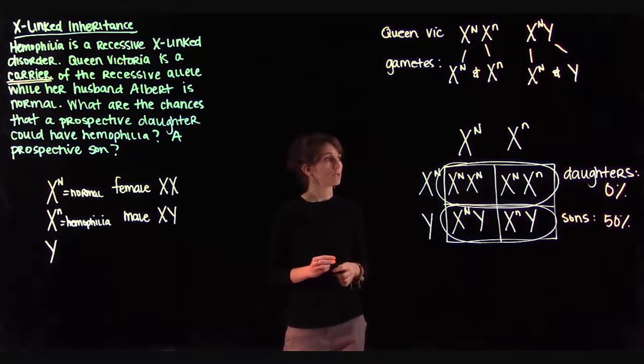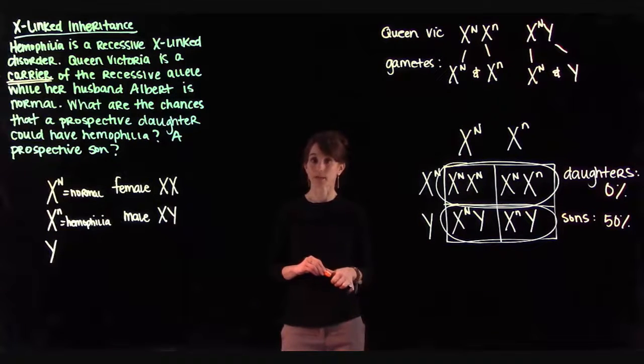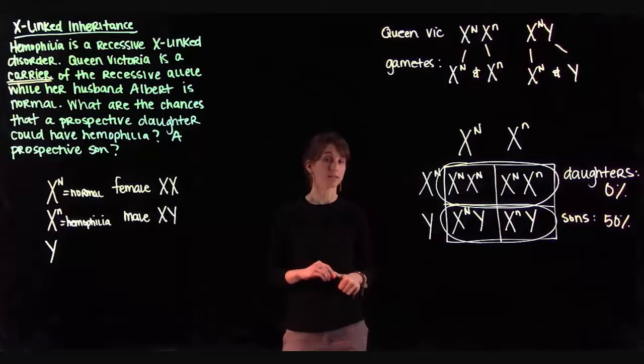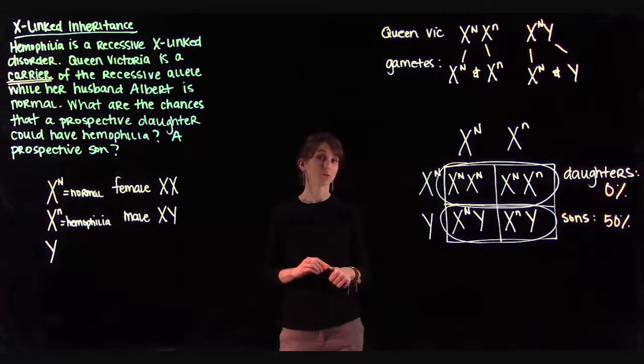And this problem illustrates one of the important characteristics of X-linked traits. They show up much more frequently in sons than they do in daughters. Because in order for a son to have hemophilia, he only needs to inherit one recessive allele, whereas for a female, she needs to inherit 2 alleles in order to have the disorder.